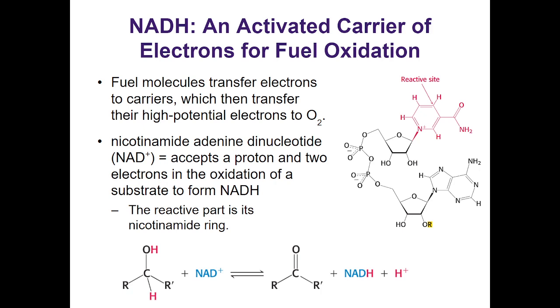This is going to accept a proton and 2 electrons in the oxidation of a substrate to form NADH. The reactive part is actually its nicotinamide ring, which is what we're talking about here. Notice again, this right here is the part we're talking about oxidizing. You see that? So we're oxidizing this to a carbonyl. The NAD+ is going to NADH. Again, this is your reactive site right here.